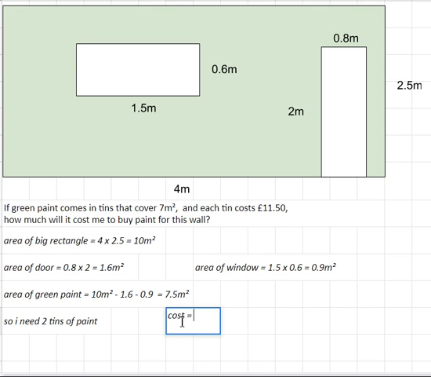So what is the cost going to be? It's going to cost me £11.50 times 2 for the 2 tins of paint, which is going to be something like £23. Don't forget the units. Units are worth marks. There we go. So my cost is going to be £23, and I've broken it down, 1, 2, 3, 4, 5, 6 marks along the way. That's the way to do it.